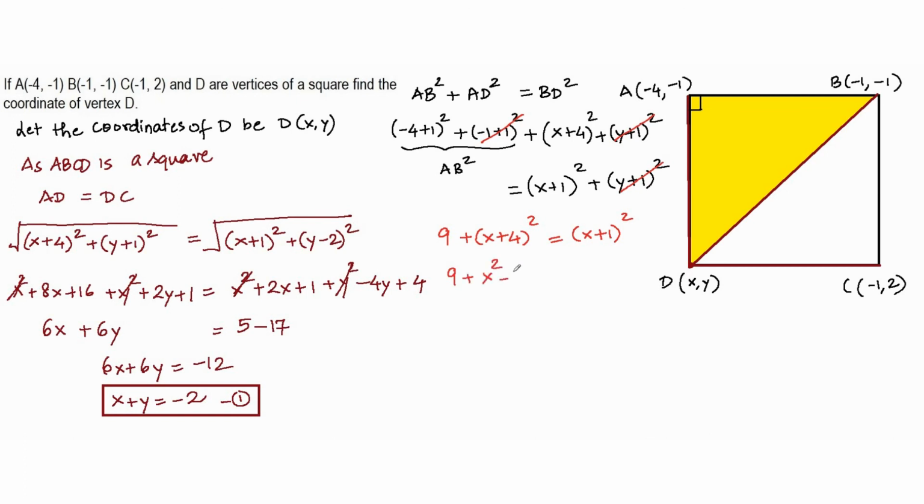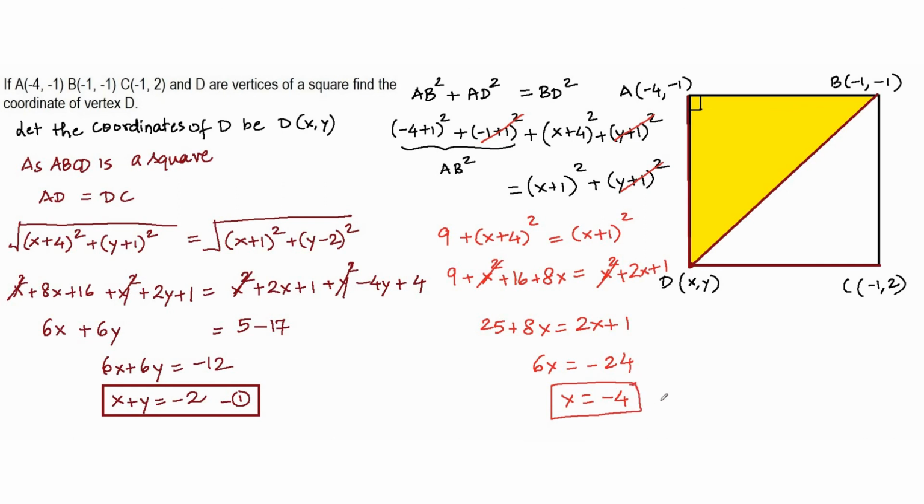Expanding the terms, I get 9 plus x square plus 16 plus 8x is equal to x square plus 2x plus 1. X square cancels and therefore 25 plus 8x is equal to 2x plus 1, which means 6x is -24 and therefore x is equal to -4. Now if x is equal to -4, I get y equals 2 by substituting it in the first equation, and therefore the coordinate of the fourth vertex D is -4, 2. This is how I solve this particular question.